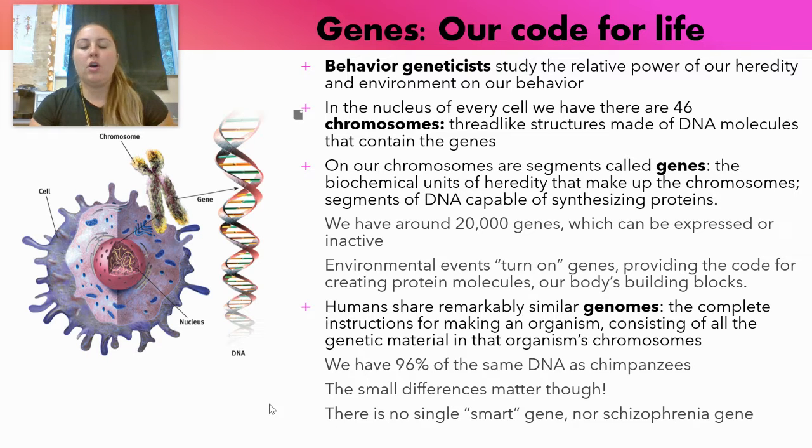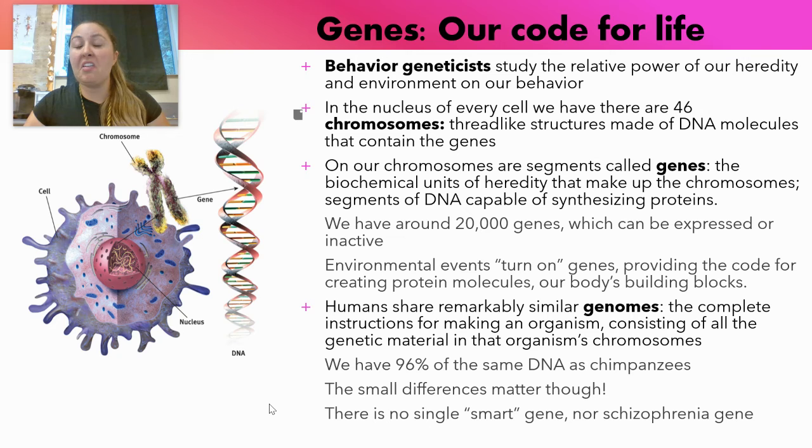In the human cell, there are about 20,000 genes. We have 20,000 genes total in our DNA, and not all of these are going to be active. Some will be active, some inactive. Environmental events can turn a gene on. Let's say, for example, a person has a gene encoded for schizophrenia. The schizophrenia gene might not be on until some kind of event triggers it to turn on, then producing the effects of schizophrenia.